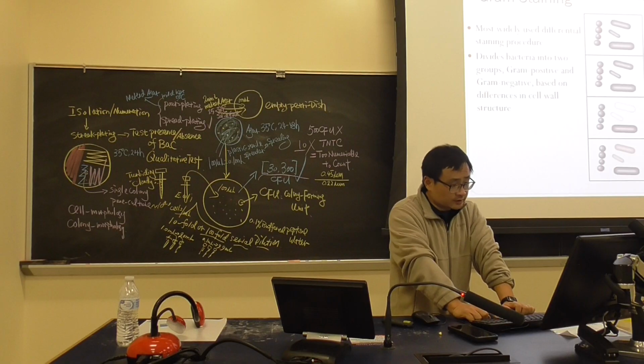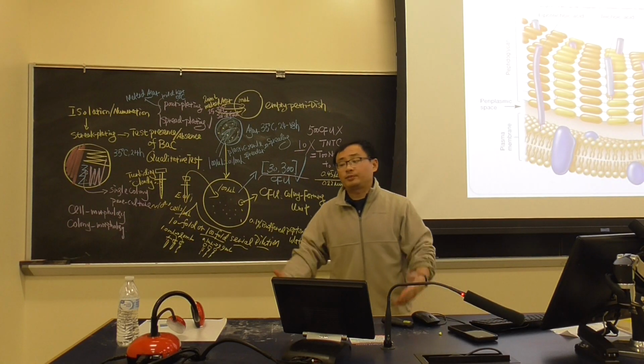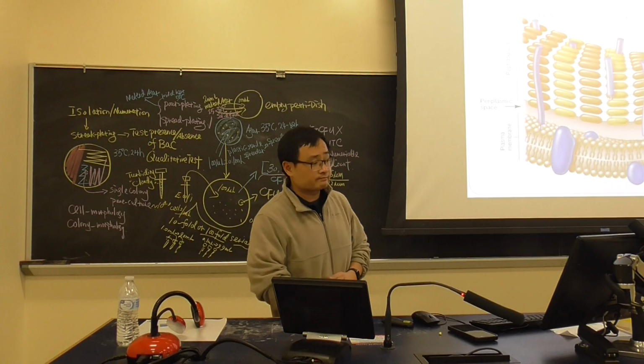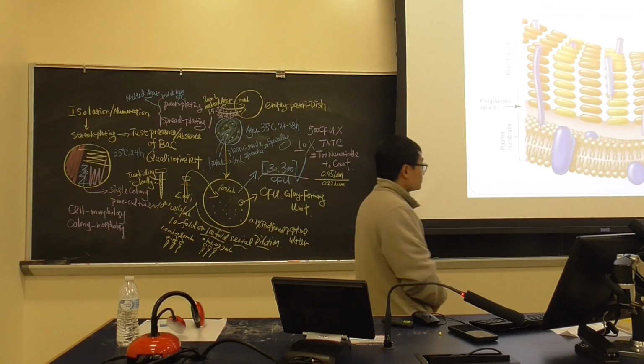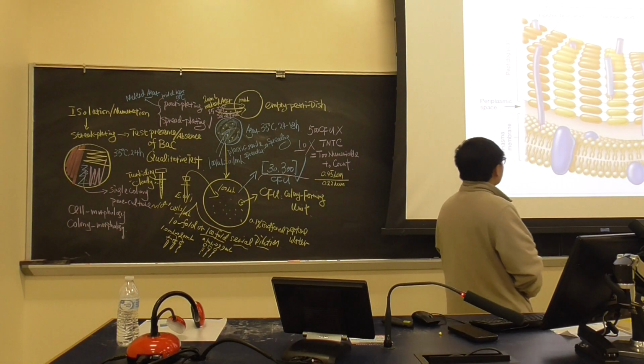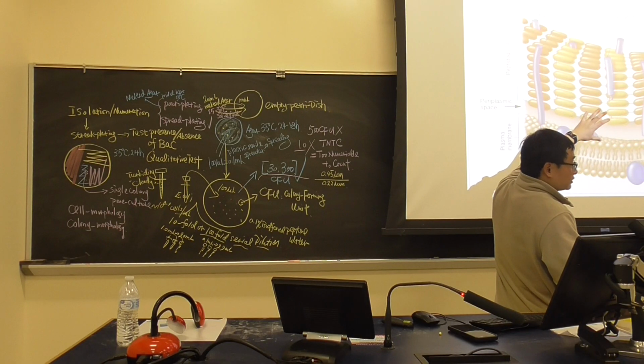So that's Gram stain. Okay, why does Gram stain give purple for positive and pink for negative? Well, that's related to the cell wall structure. Gram positive, you have a very heavy peptidoglycan that can hold on to the dye, so it is not lost during decolorization.